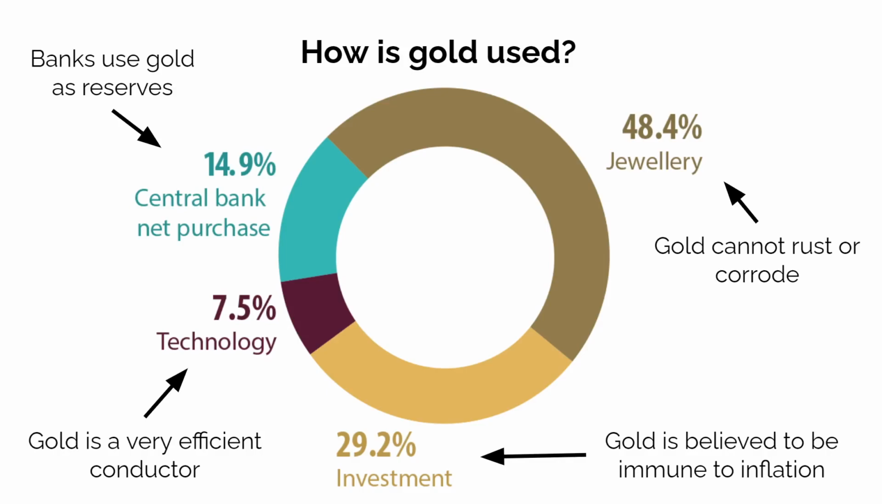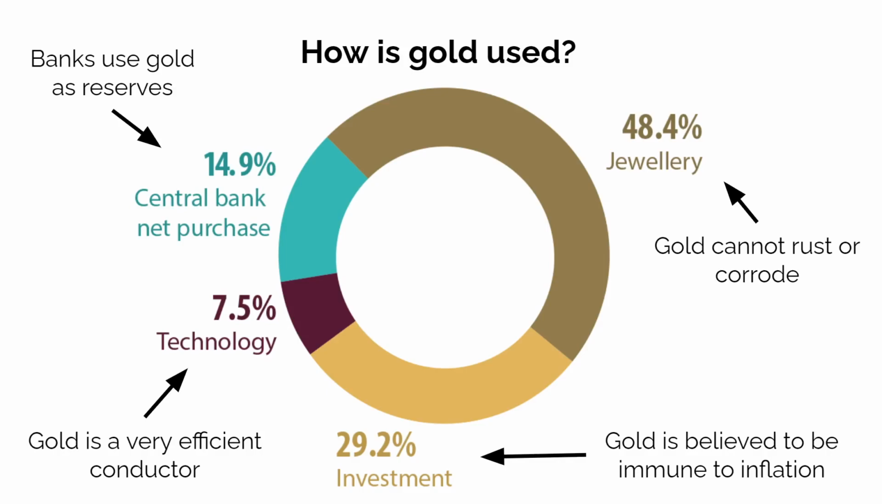15% of gold is bought by banks to use as reserves. And this is just in case we go into a depression, the banks still have gold to use as money in case they need some.